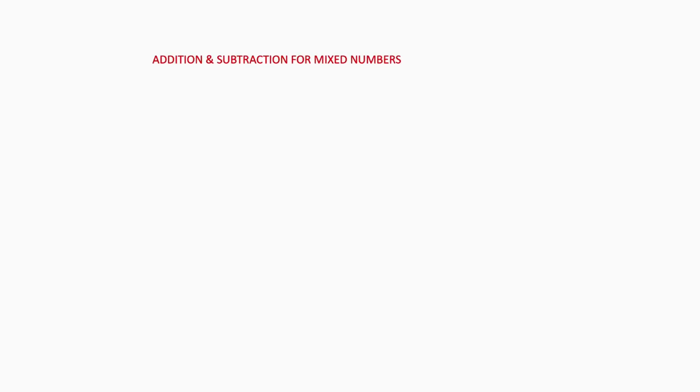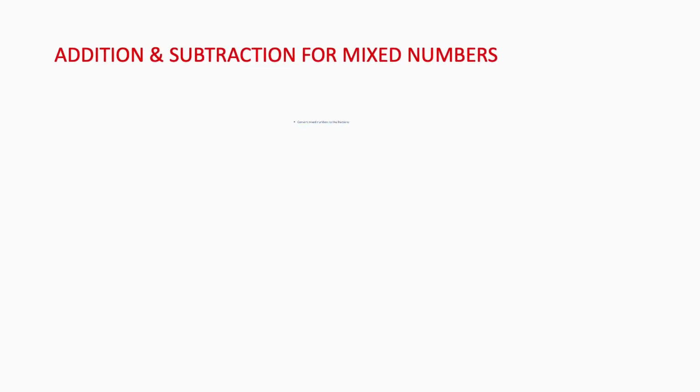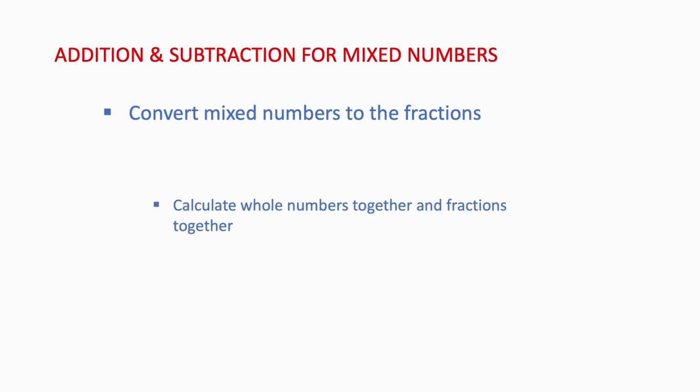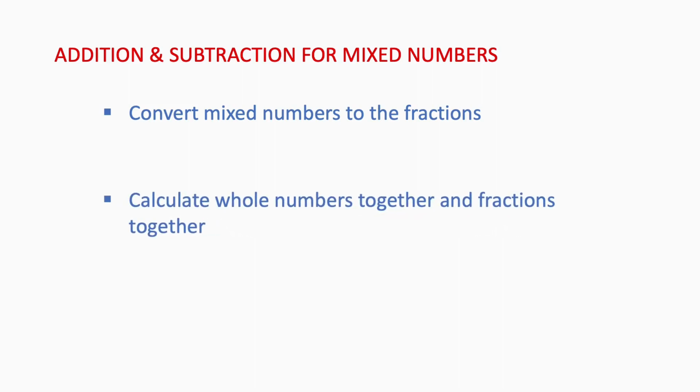If we want to add and subtract mixed numbers, we can convert them into fractions, like the previous example. Also, we can calculate whole number parts together and fractions parts together. Look at this example, 2 and 8 over 9 plus 4 and 2 over 3.